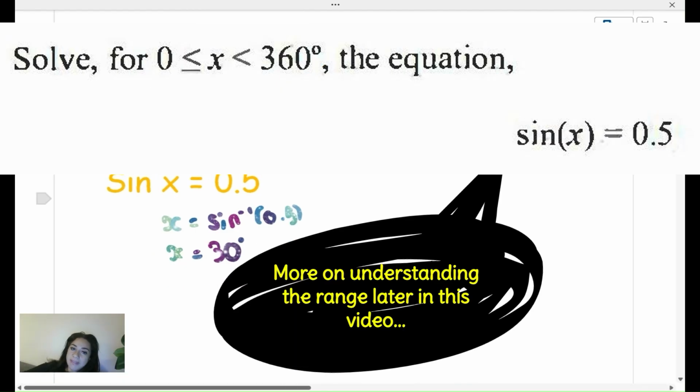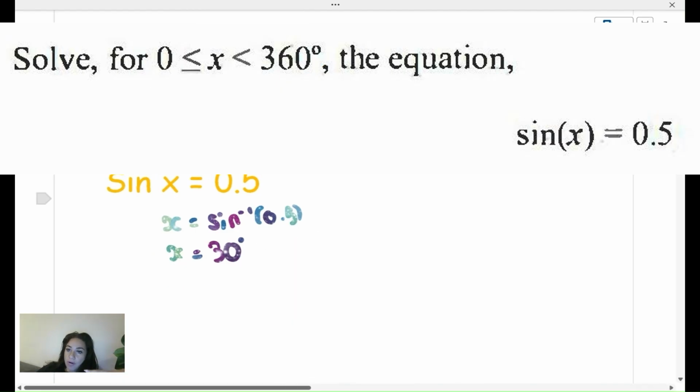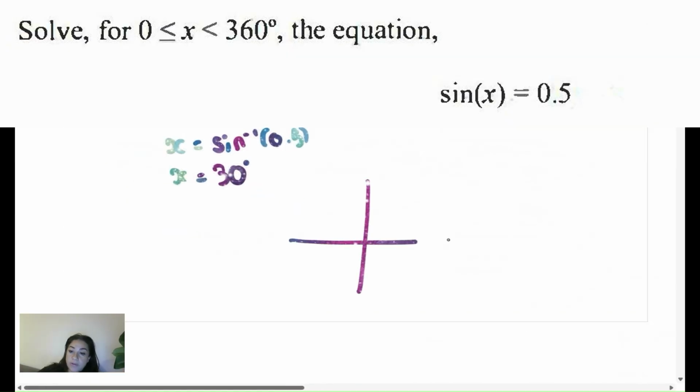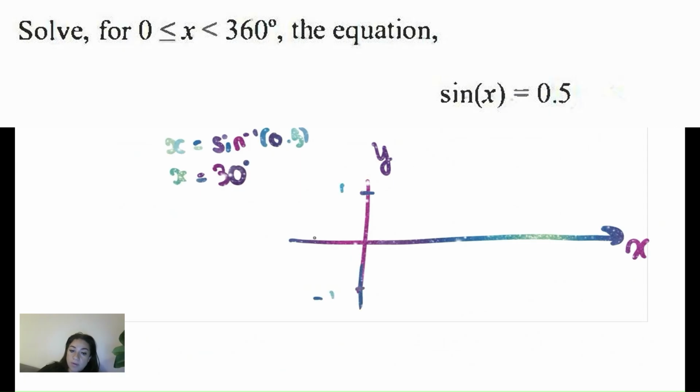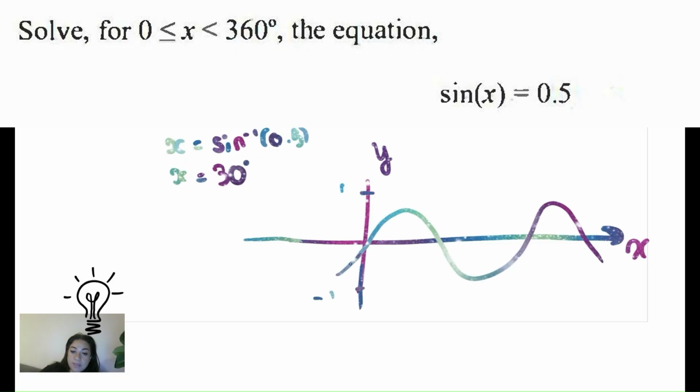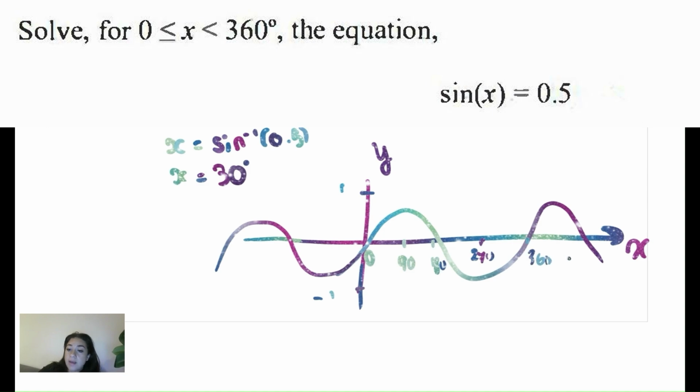Now, understand it a lot better by looking at an actual sine graph, okay? So here's my sine graph. I've got my x and I've got my y. It goes from 1 to -1. Sine starts from 0 and it goes up, down, and it goes the same on the other side. Now the values here are 0, 90, 180, 270, 360, and it goes on and on. And this side is negative 90, negative 180, negative 270, negative 360, and it goes on and on.